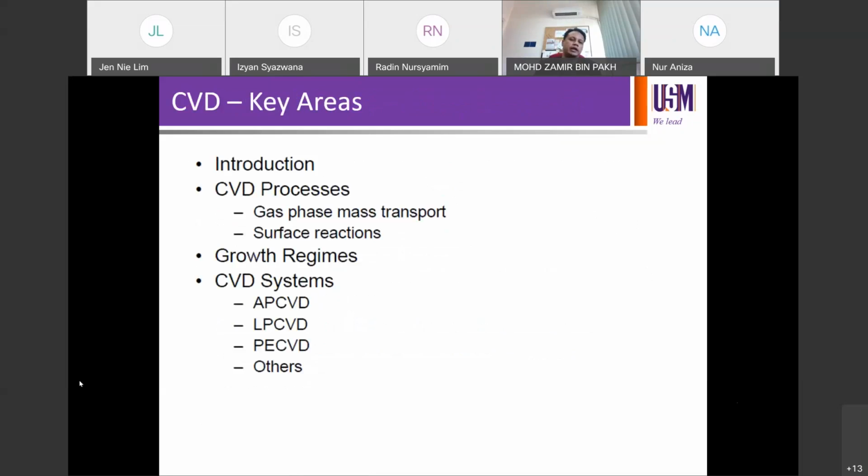All right. CVD is chemical vapor deposition. We have learned about physical vapor deposition. This one is chemical vapor deposition, right? VD is the same, vapor deposition. Chemical vapor deposition, whereas before it was physical vapor deposition. In the CVD process, we're going to look into gas phase mass transport. So it's going to involve gas precursors to initiate the process. We're going to look into growth regimes in the CVD process. We're also going to look into a couple of different CVD systems.